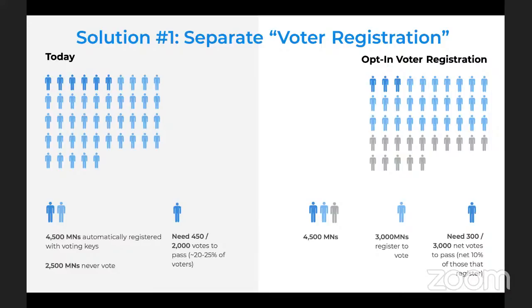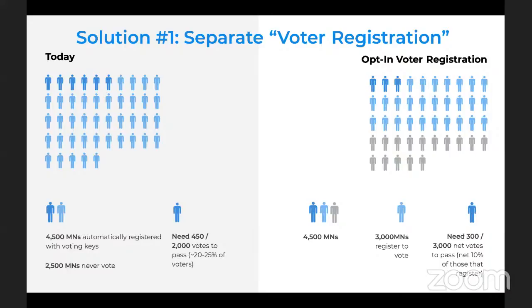You could also make this an opt-in process in which you need a separate transaction to the network in addition to your masternode registration in order to register to vote. In this example, perhaps 3,000 masternodes register to vote. They're well-intentioned, they plan on voting, or they want to count in the denominator even though they don't plan to vote. But in any case, a number of masternodes would register to vote or would opt out of the system. And in such a scenario where 3,000 masternodes were registered, you'd need 10% of that lower number.